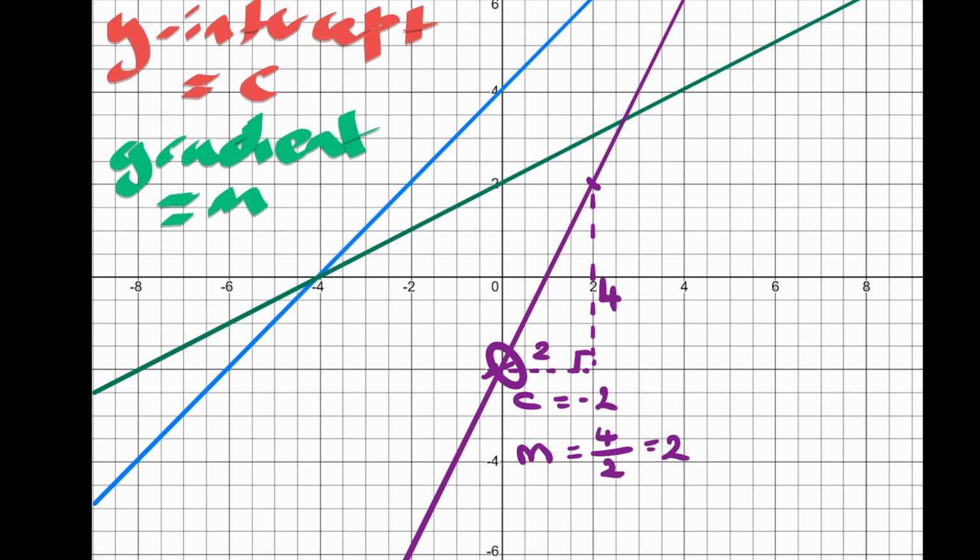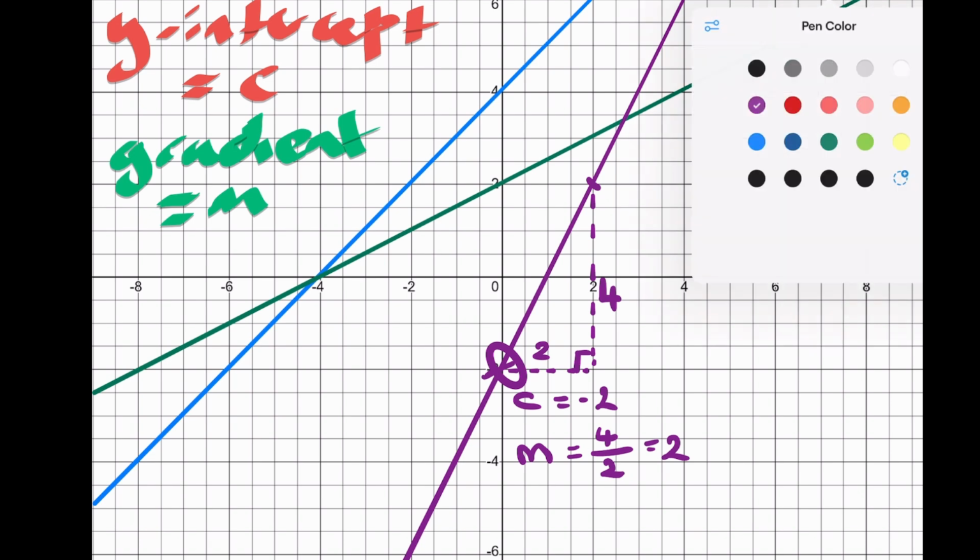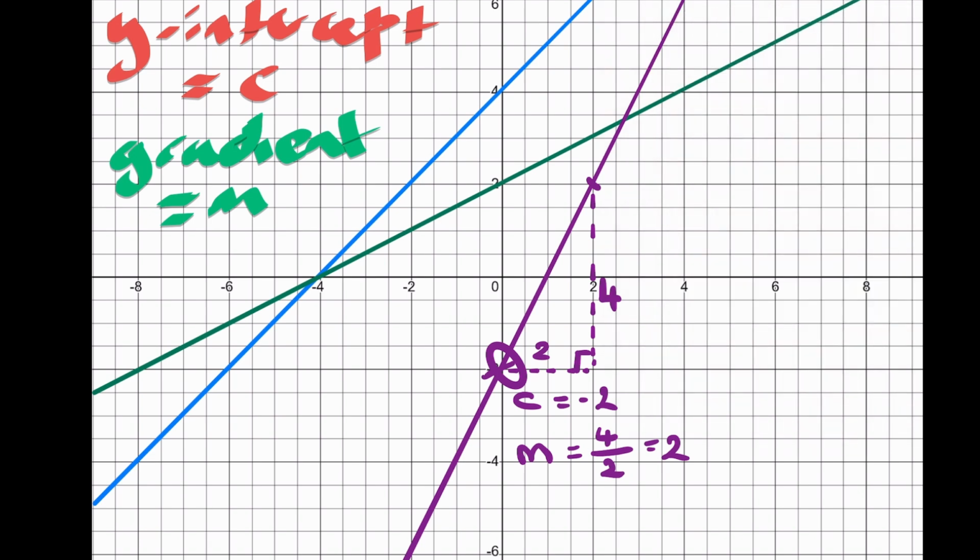Okay, let's have a look at the next line up, which is our green line. So again, let's find the y-intercept for the green line. Okay, let's mark the green line on here. So you can see that it's crossing at 2. We'll put this over here. So C equals 2, so +2 this time.